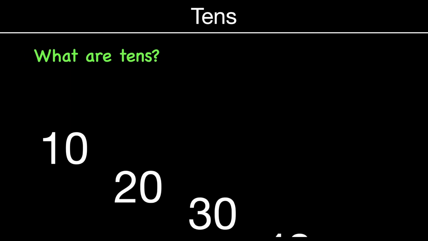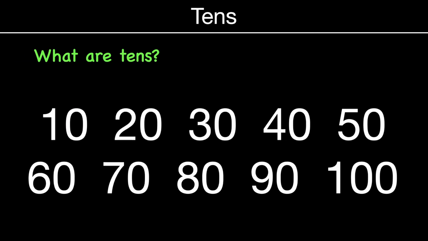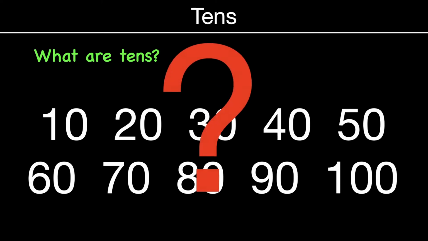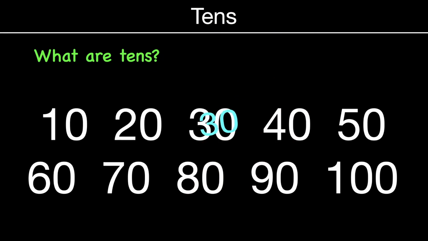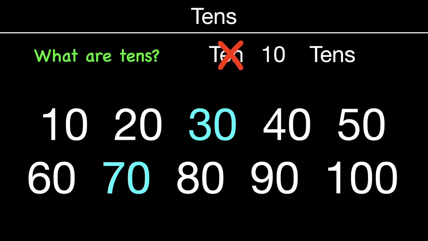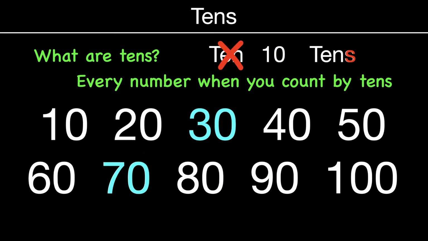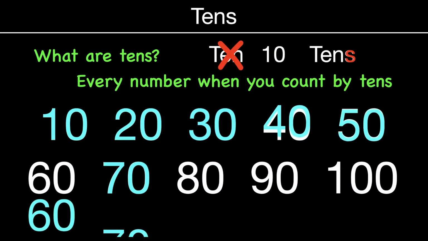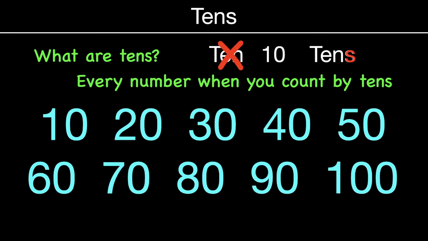What are tens for today's lesson? You'll hear tens a lot. That's when you count by 10. So all of those numbers that you see are tens. Now sometimes that's confusing because, is that 30? That's not a 10. Or that's 70? That's not a 10. Don't confuse the word 10 with tens. 10 would just be the number 10. But tens, that has the S, refers to every number when you're counting by 10. So all of those ones in blue are what we mean by tens for today's lesson.